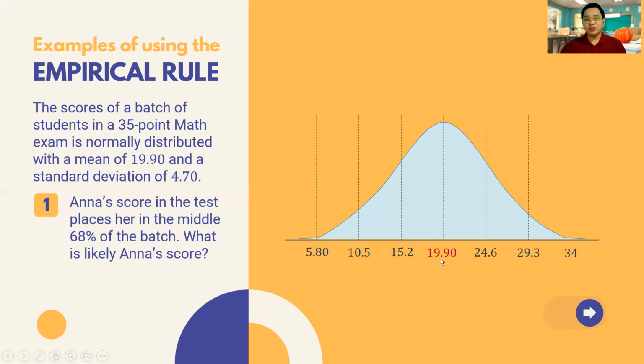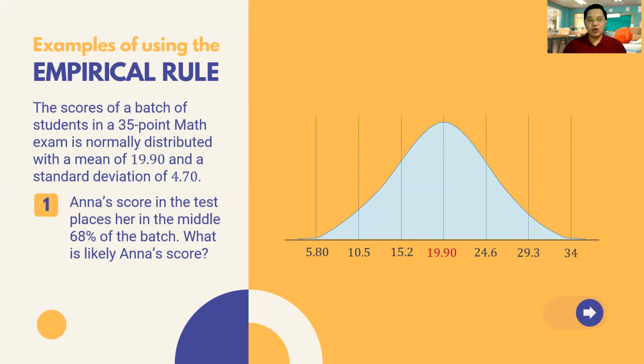Going to the left, we subtract the same value, the standard deviation of 4.7. So 19.9 minus 4.7 would give us 15.2. And then minus another 4.7, you get 10.5. And finally, three standard deviations to the left of the mean would give us a value of 5.